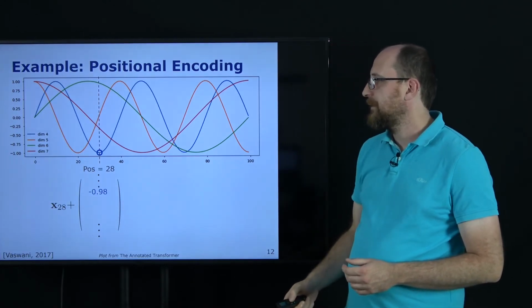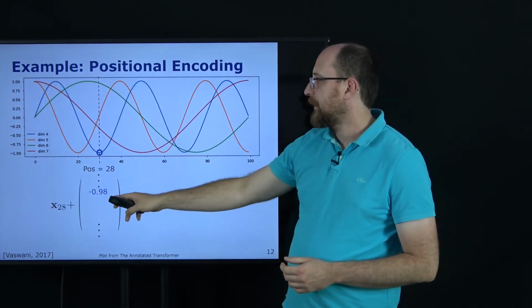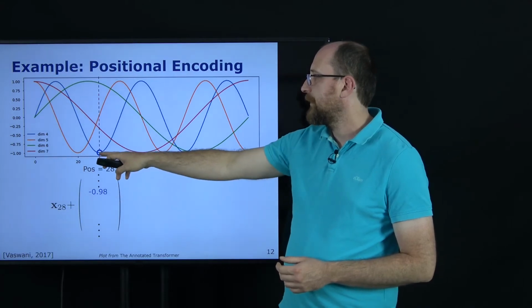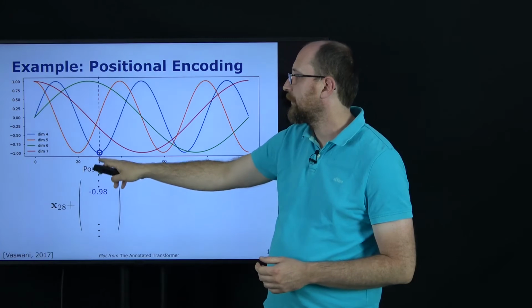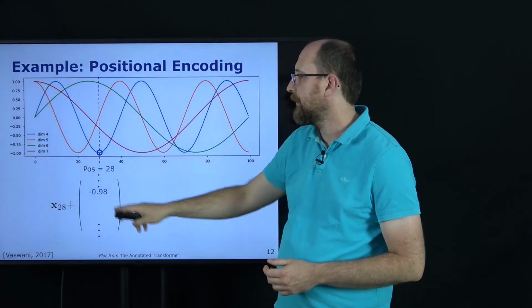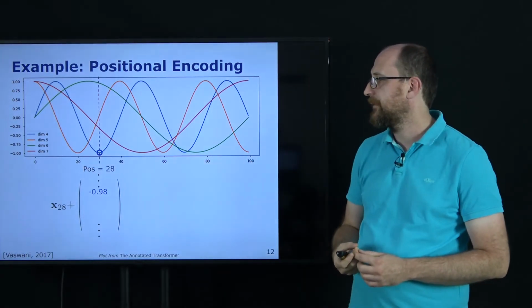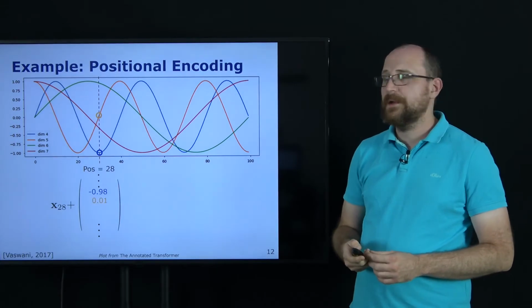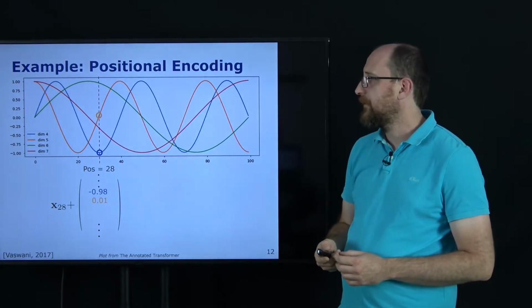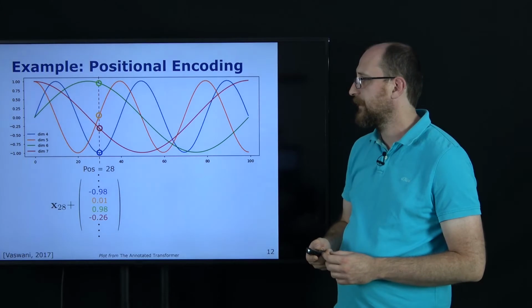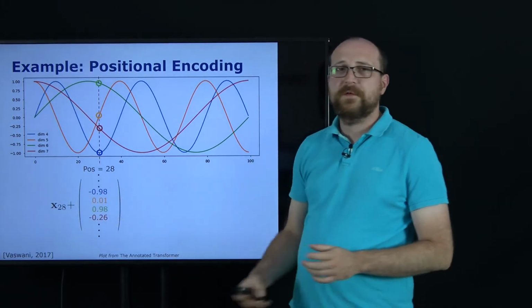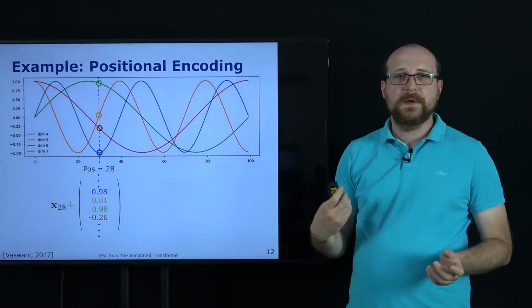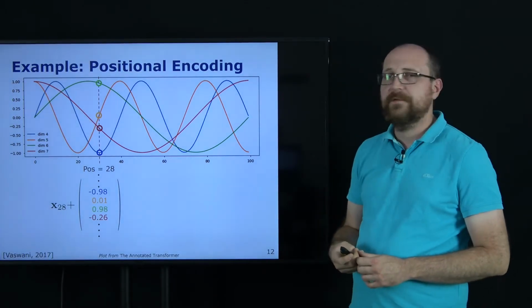And then we are getting maybe these values here, like for the fourth dimension, this is the blue curve. So we are looking here at position 28, and this gives us minus 0.98. And then we can do this also for the fifth dimension, the sixth and seventh dimension, and this gives us some vector. And you can think of it like a smooth binary vector in the end.